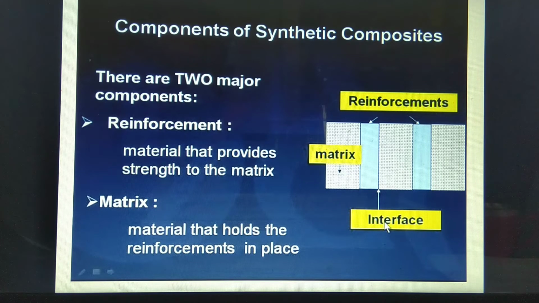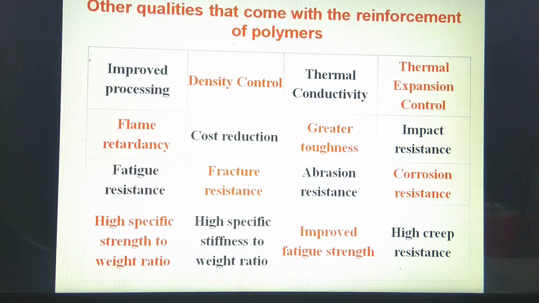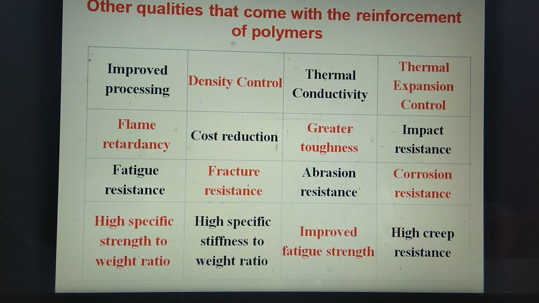This is the main difference between alloys and composites. Okay, now we discuss the processing of the polymer matrix composites. This slide shows you the other qualities that come with the reinforcement of polymer materials. Apart from the types of the matrix and reinforcement used, other factors that affect the properties of the polymer matrix composites are the relative proportions, geometry of reinforcement materials, and nature of the interface.